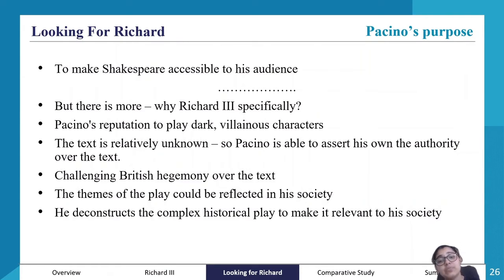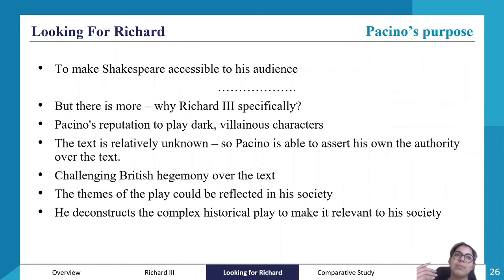And so the themes of the play could be reflected in his society. He deconstructs it to make it relevant to society. So he takes out a lot of that stuff on determinism and humanism that Shakespeare had. Shakespeare had the Levitical doctrine. He was like, no, Richard's bad by nature because God made him bad. But Pacino's like, no, he has a psychological illness. That's why he's physically deformed.